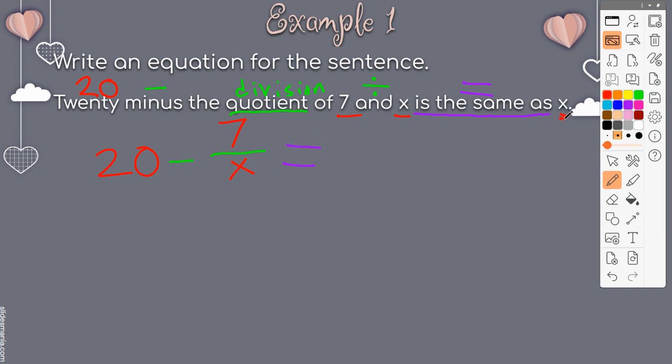equals x. Another way to write this, if you don't like writing it like that, you could totally write it like this if you're attached to the division symbol. But if you see a fraction, we could use the word quotient for that. So that's how I would do example 1.